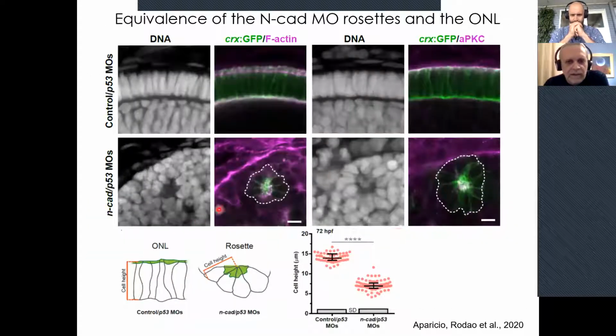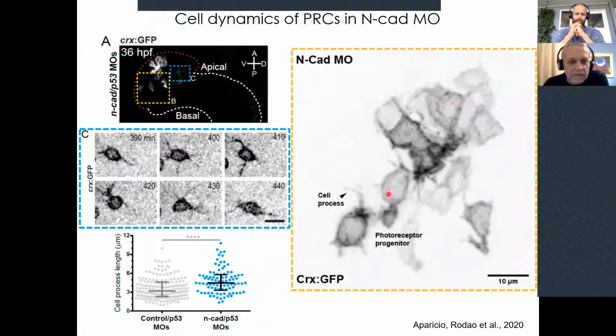So one nice thing we see here, and that's already known, is that photoreceptors form rosettes in the cells. By analyzing these rosettes, we find that the cells are very well polarized, and we also analyze the shape and everything, indicating that they are equivalent to the outer nuclear layer. And also we were interested to see how the cells reached there, and if they had processes.